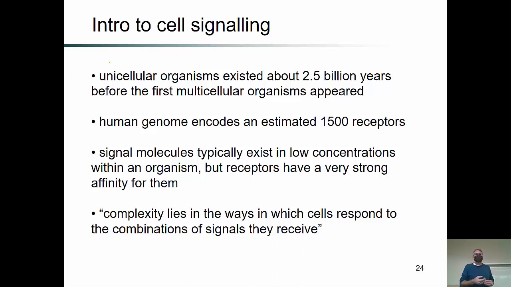If we look at organisms themselves, you can see here that unicellular organisms existed 2.5 billion years before multicellular organisms appeared. A unicellular organism can have quite a lot of complexity in its signaling, but it's much lower than the signaling complexity we see for multicellular organisms.